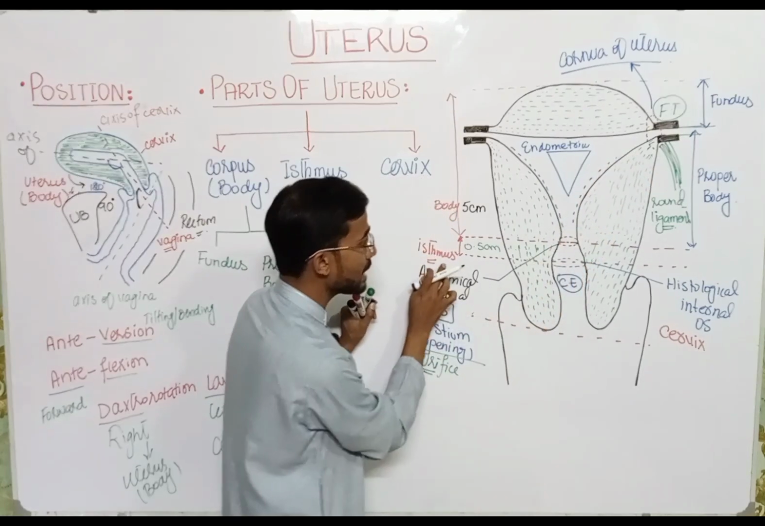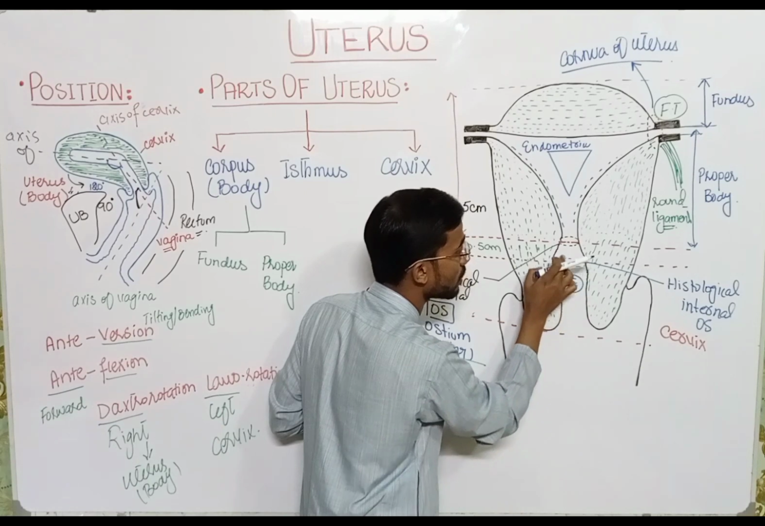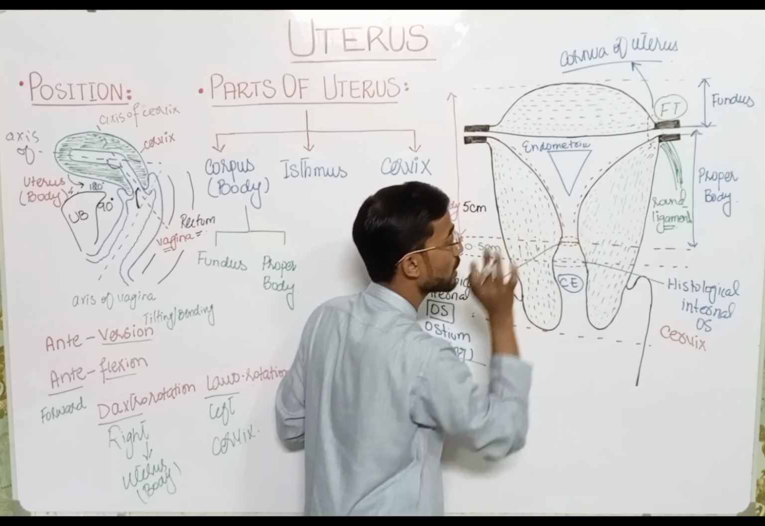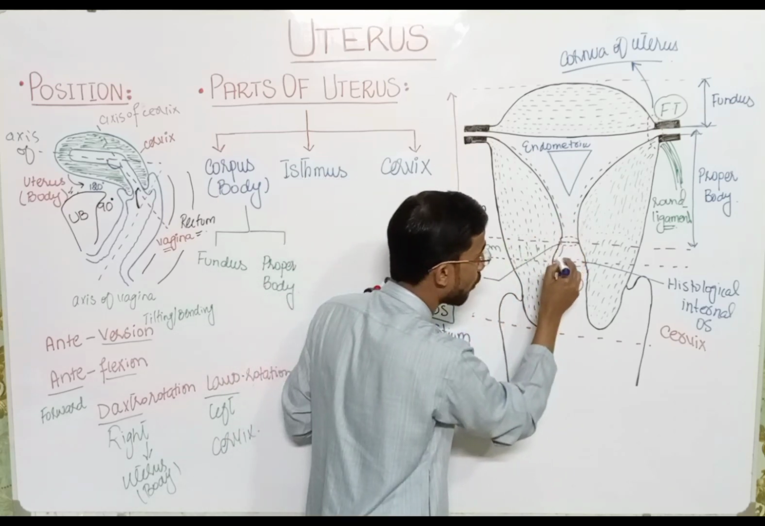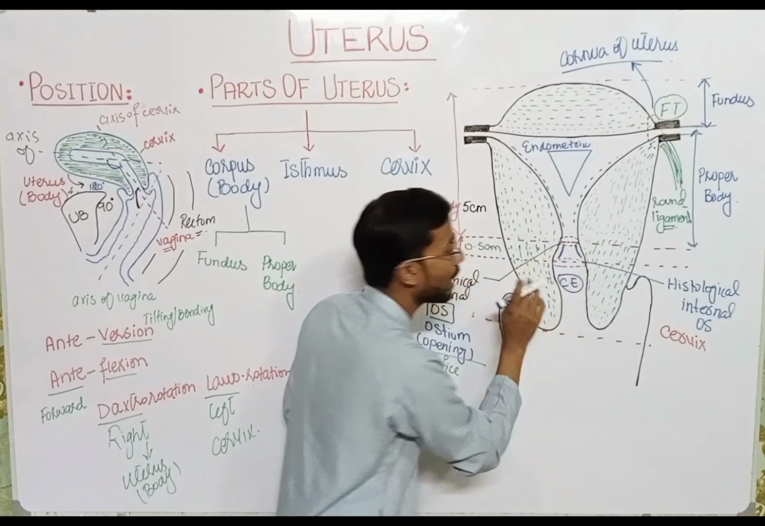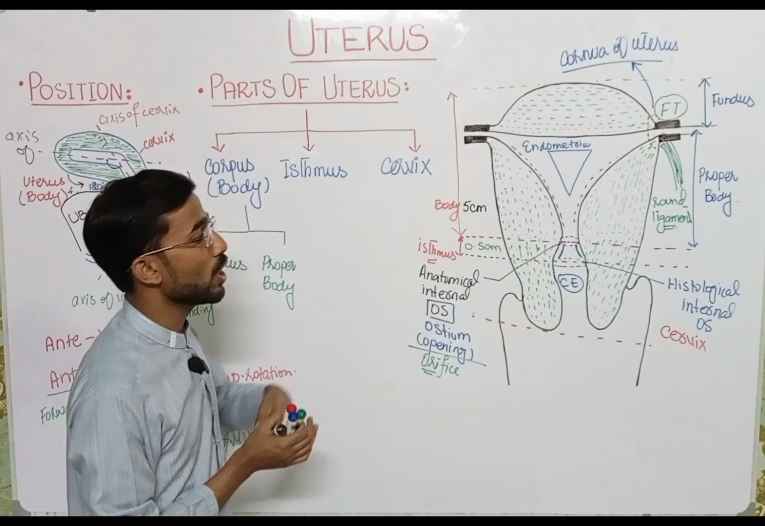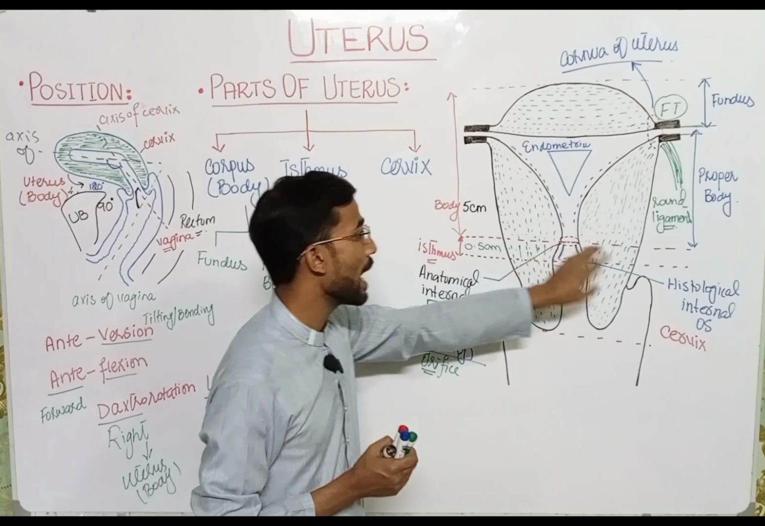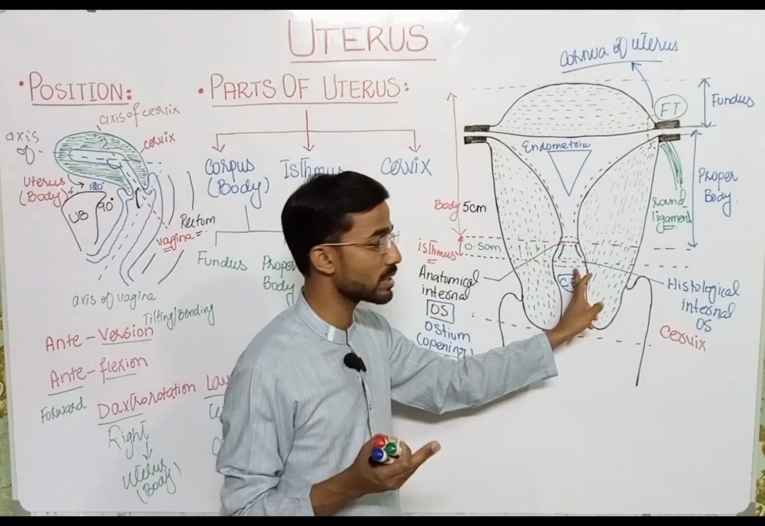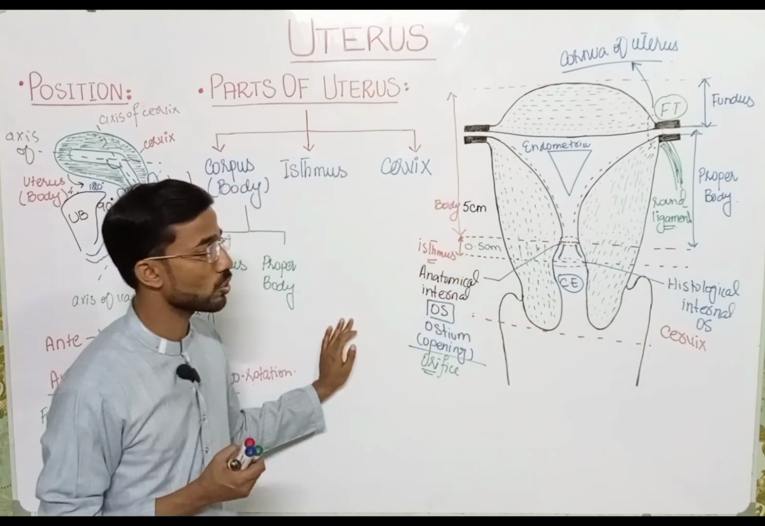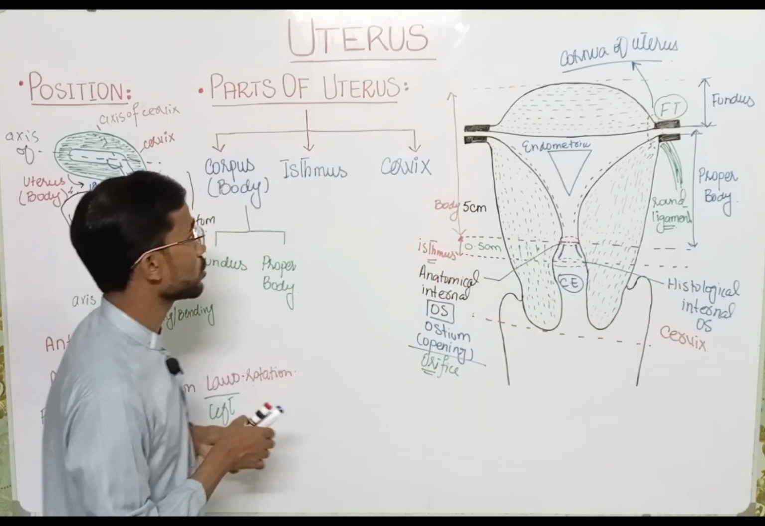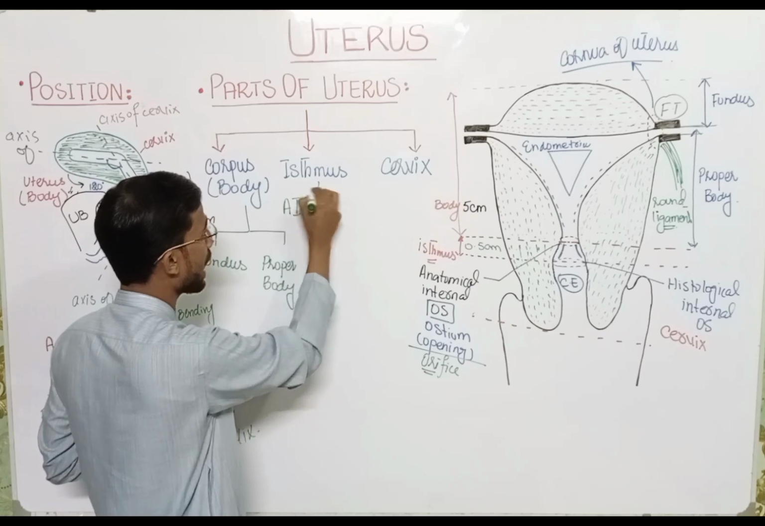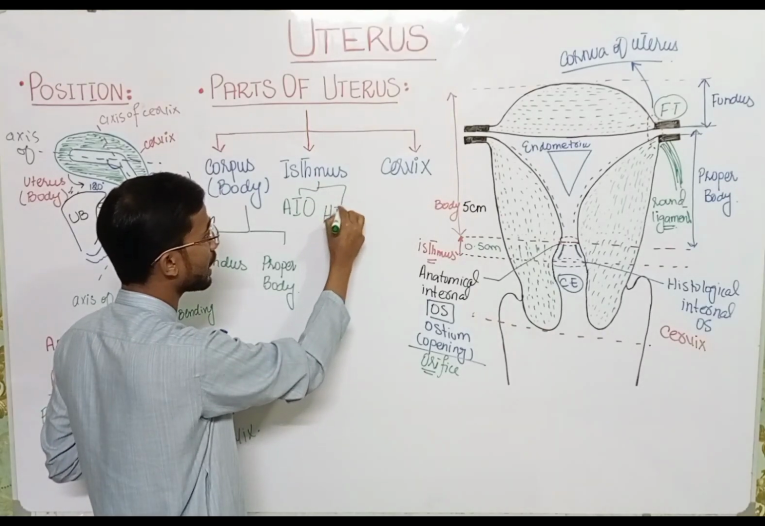So in the isthmus we see the columnar epithelium is transforming, or you can say changing, into the endometrium. So this is the situation. It is actually the transforming phase from the columnar epithelium. So that's why we call this area the isthmus, and first is the anatomical internal os, and second is the histological internal os. So in the isthmus we notice two important things: first, the anatomical internal os, and second, the histological internal os.